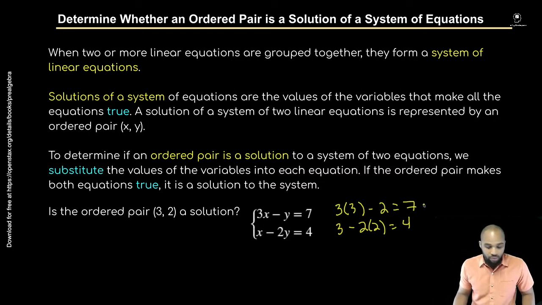So if I did this first one right here, 3 times 3 is 9, 9 minus 2 is 7. So this does check out to be correct. What about this one? 3 minus 2 times 2. 2 times 2 is 4. So 3 minus 4 is negative 1. So this isn't correct. It should equal 4, but it's getting negative 1. So this is not correct. It works for one but not the other.